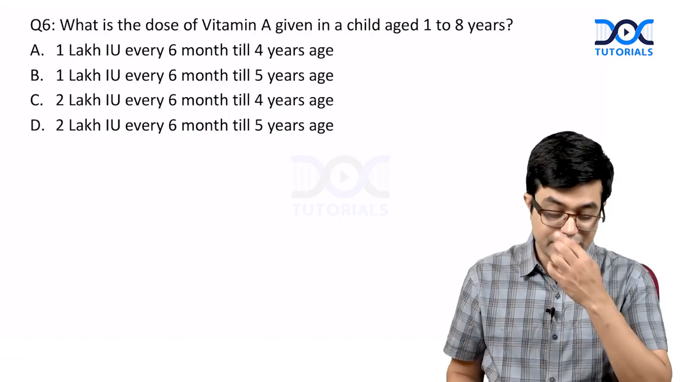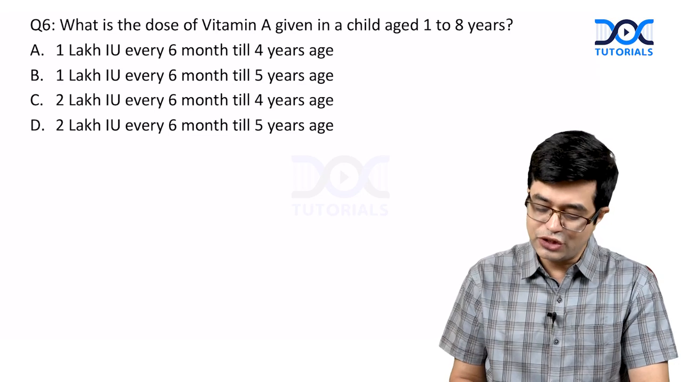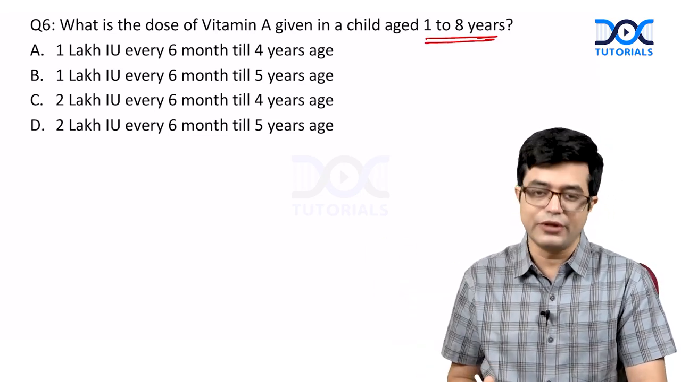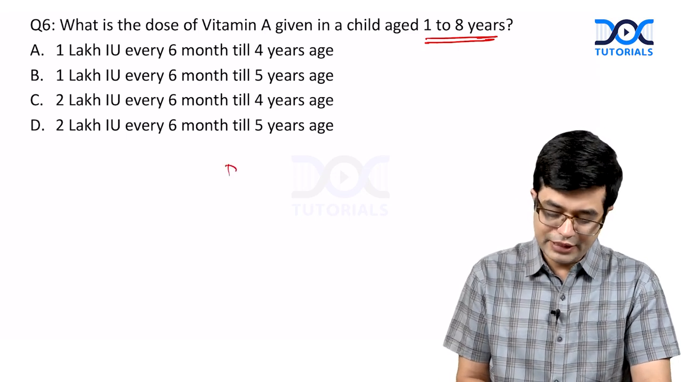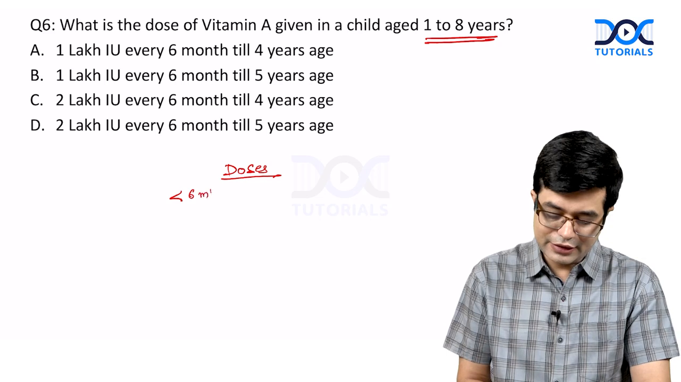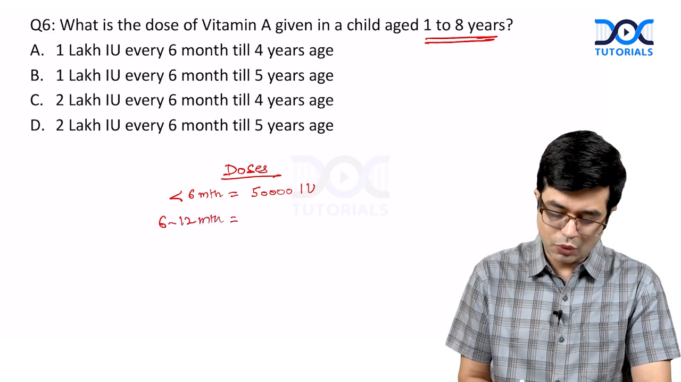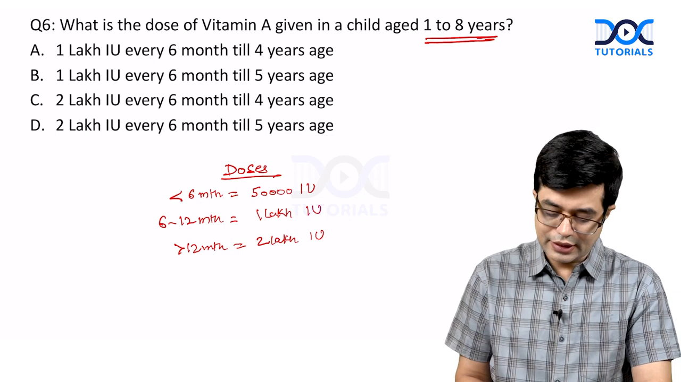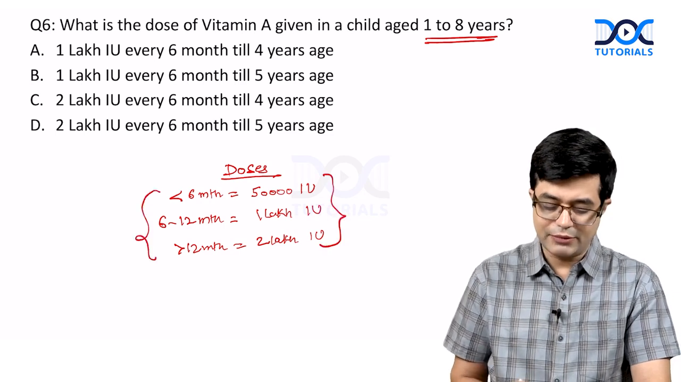Next question. What is the dose of vitamin A given in a child aged 1 to 8 years? Now in 1 to 8 years, till 8 years of age, you don't need to give it. The doses of vitamin A are very clear. We have discussed it already multiple times. Less than 6 months of age, the dose is 50,000 international units. 6 months to 12 months, the dose is 1 lakh international units. And above 12 months, the dose is 2 lakh international units. And these are the age-wise doses that are recommended.